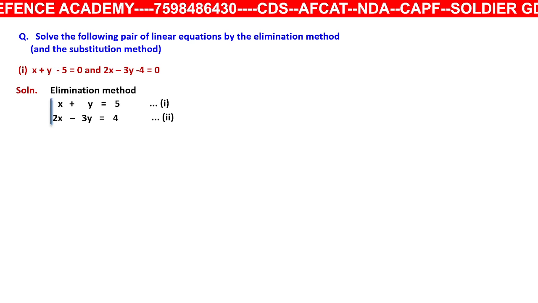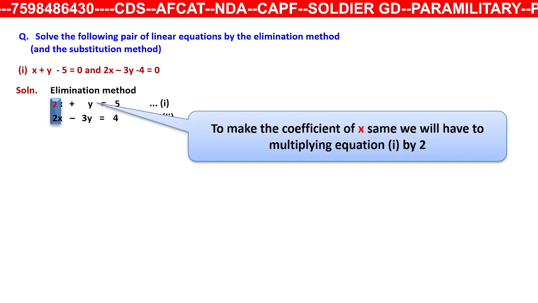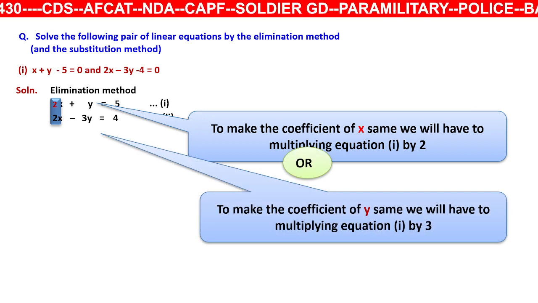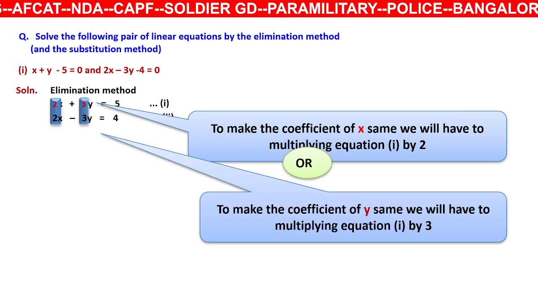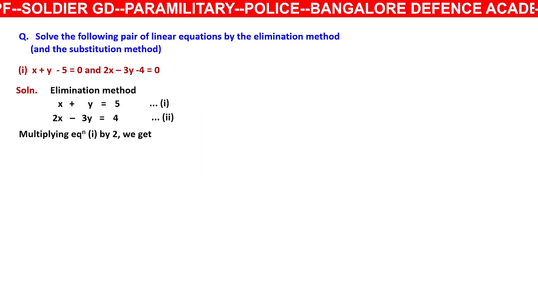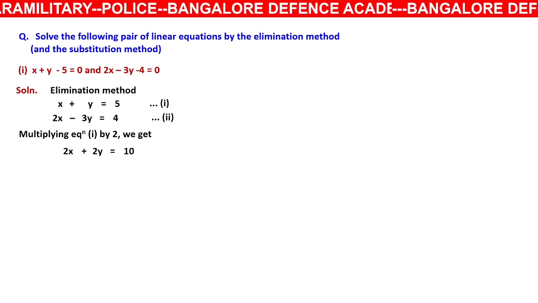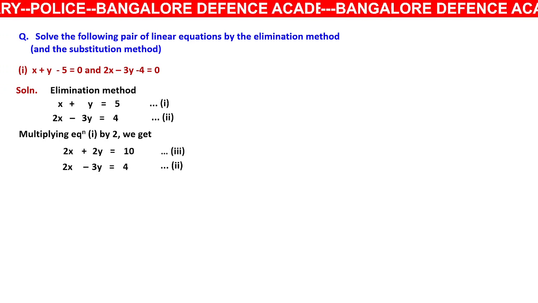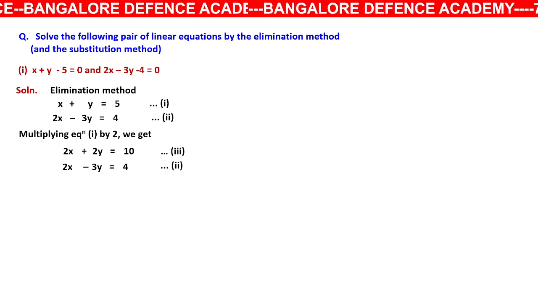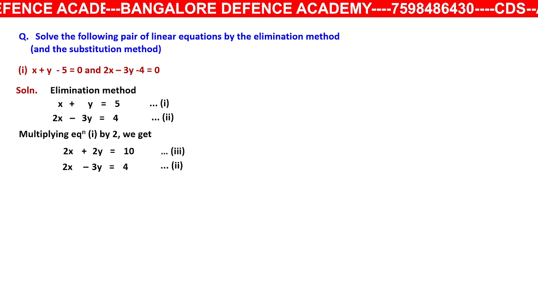So now what am I going to do? I can multiply 2 here, or I can multiply 3 here in the first equation. So let us try to multiply equation 1 by 2. Imagine I am multiplying equation 1 by 2. So I get 2x plus 2y is equal to 10. And the second equation as it is, 2x minus 3y is equal to 4. Don't change the second equation. You have to write it as it is.